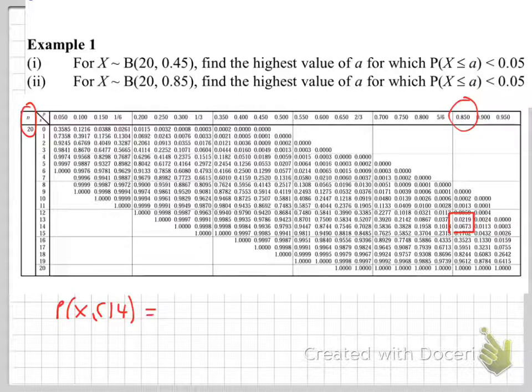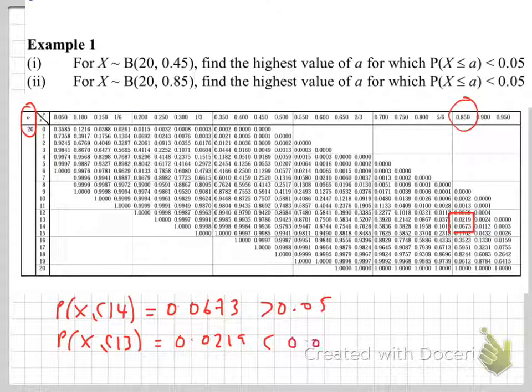we get 0.0673, which is greater than 0.05, so it's not the one we want. When X is less than or equal to 13, the next one down, we get 0.0219, which is less than 0.05. Therefore, the highest value of A is 13.